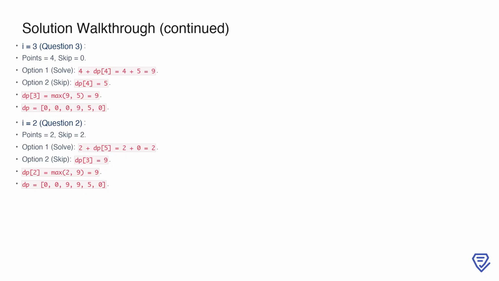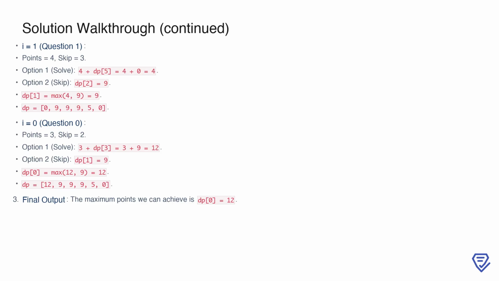Then, we consider question 2, which offers 2 points and requires skipping 2 questions. Solving it gives 2 plus dp[5], or 2, while skipping it gives dp[3], which is 9. The best choice is to skip, so dp[2] is set to 9. The DP array now becomes 0, 0, 9, 9, 5, 0.